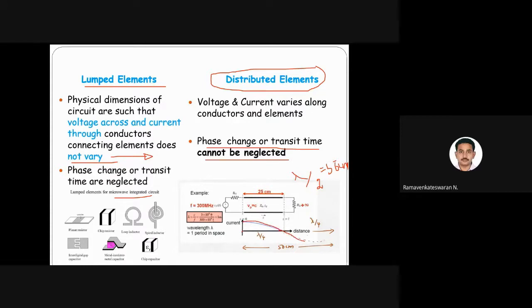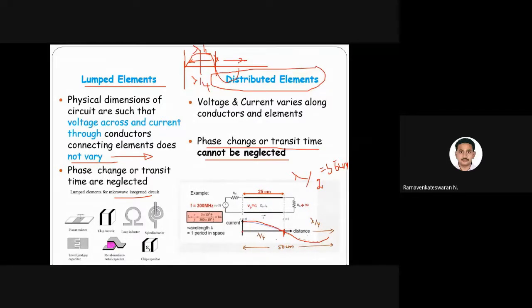this is still a quarter wave. Probably I'll write it here. If you take one cycle, this is my full lambda from here to here. This is lambda by 2, and this is lambda by 4. So you can take any length and calculate what is happening. These effects are what make distributed elements.